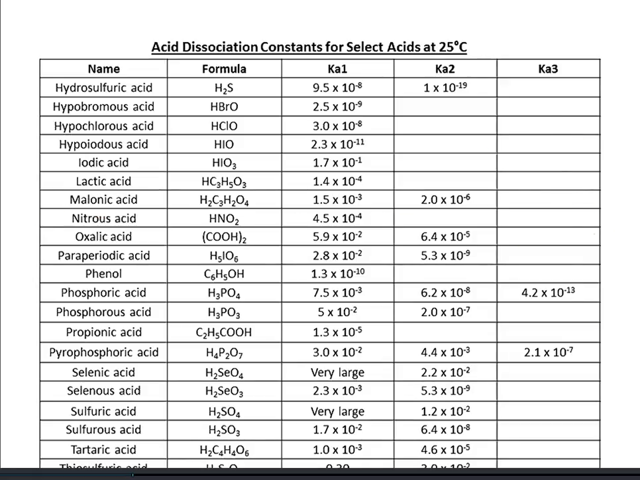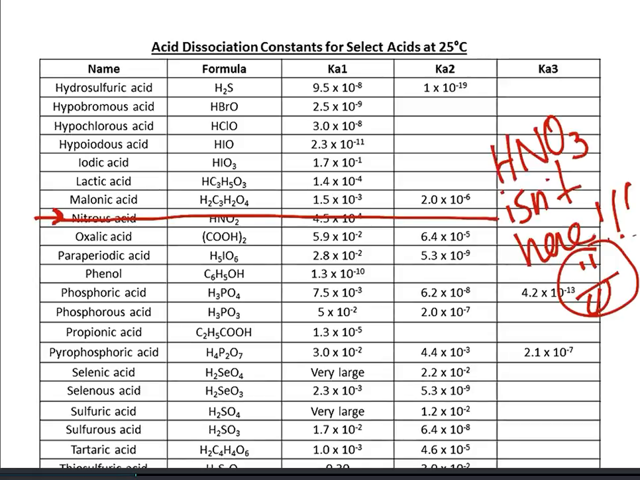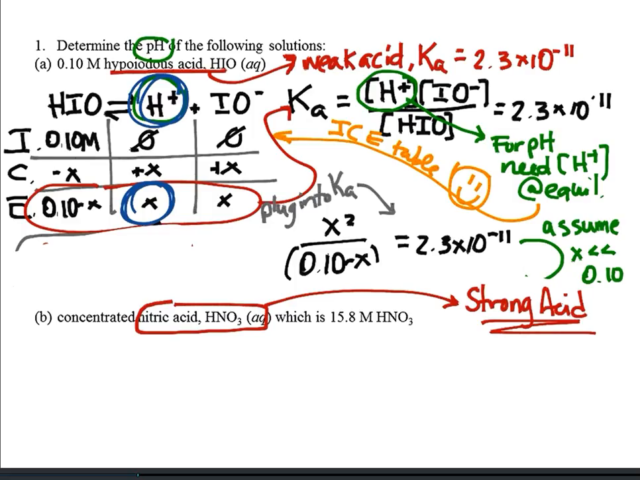Another reason you know it is because it's not on the Ka table. So this is our table of Kas. If you're not given a Ka for an acid, then you should probably think to yourself, I wonder if this is one of the 6 strong acids. Nitric acid indeed is one of the 6 strong acids. It's not on this table, so that just further corroborates what we thought.